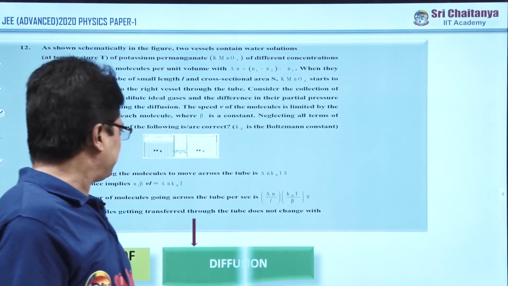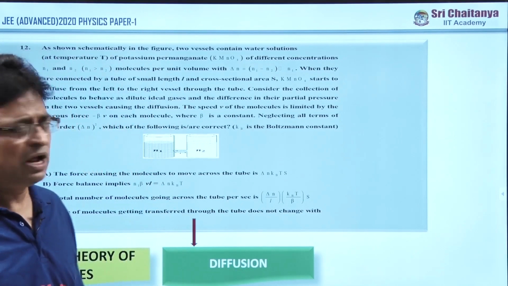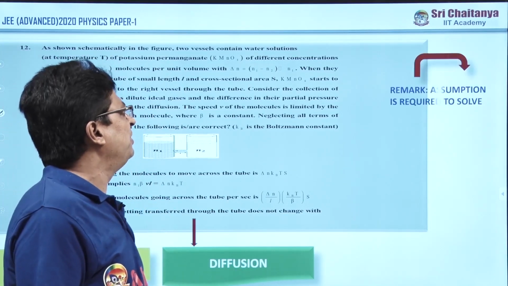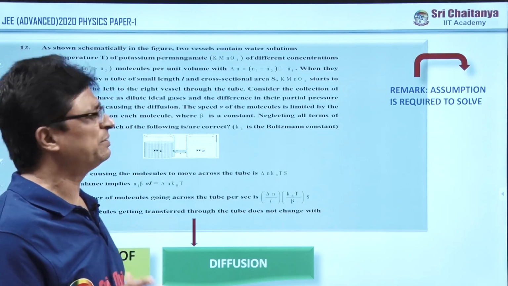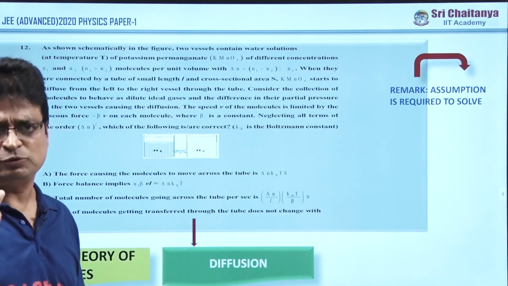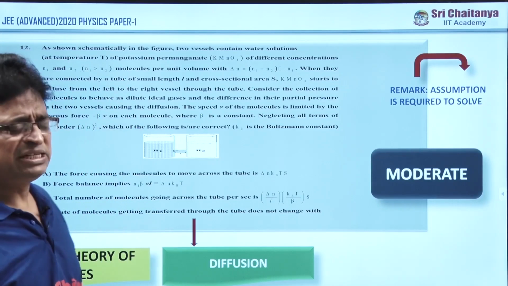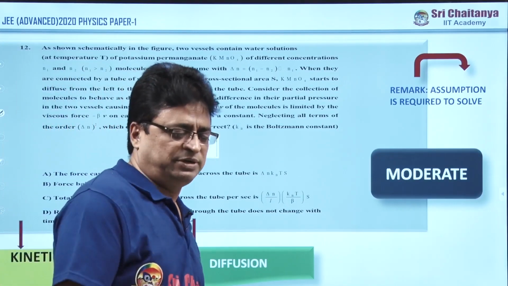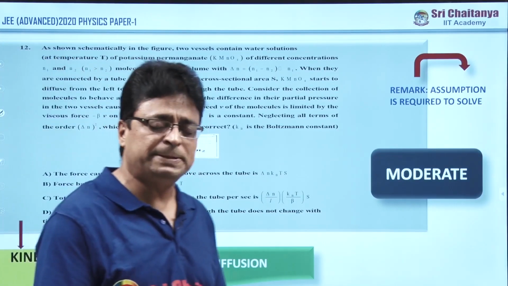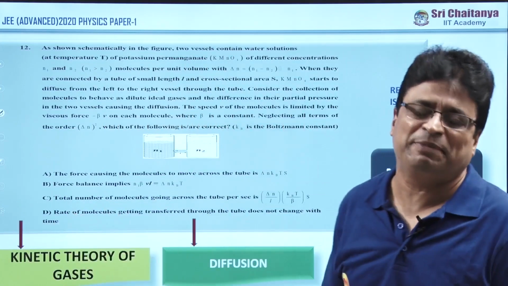And coming to the subtopic, this is diffusion, and the remark on this particular problem is what? Of course, assumption is very important to solve this particular question, and it is not that easy. It is a moderate question. This is about Section 2, more than one answer type of problems.